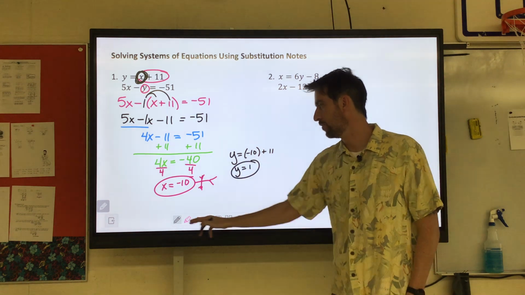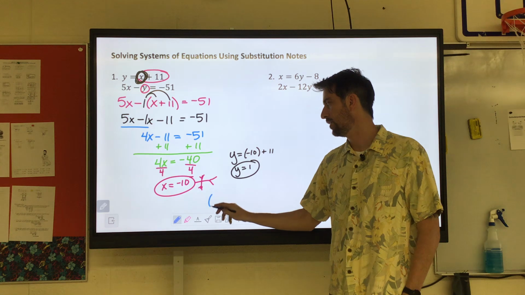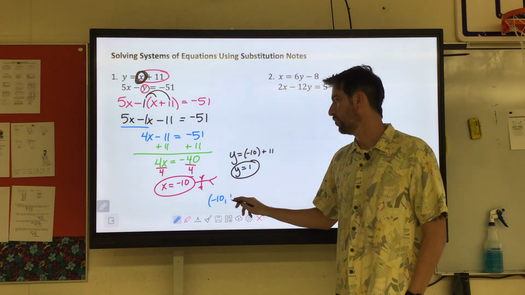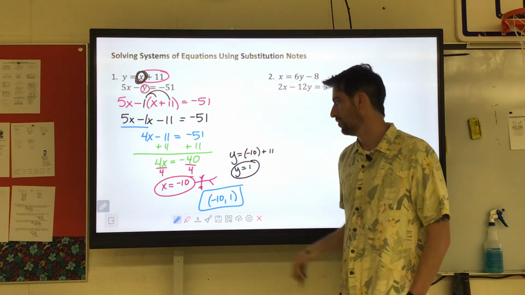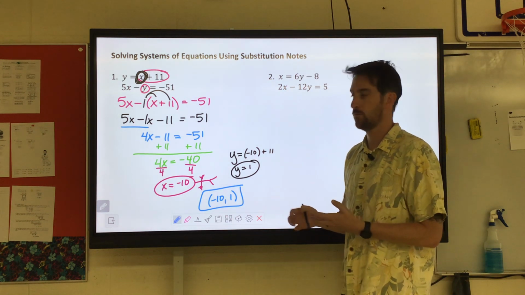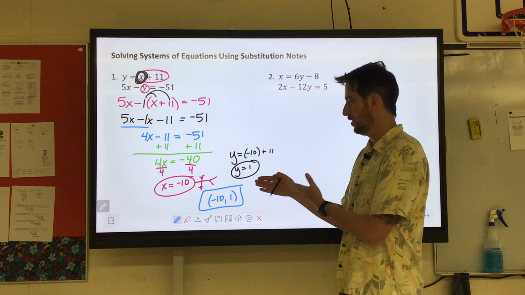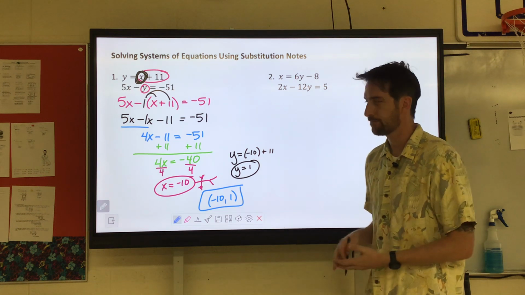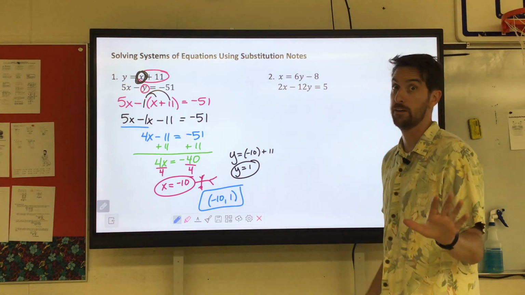Now we've got our coordinate ready to go. The x was negative 10. The y was 1. There's our solution. And remember, the solutions are, if we were to graph these two lines, where would they intersect each other? They intersect at negative 10, 1. But luckily, we don't have to graph them anymore.